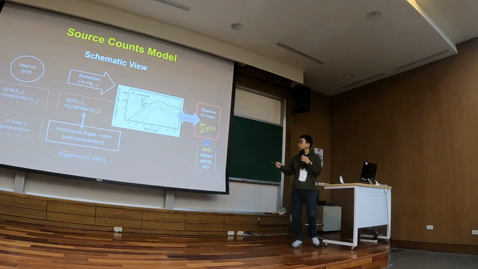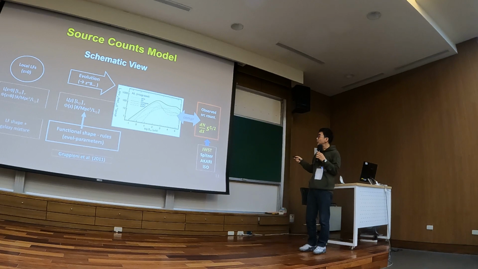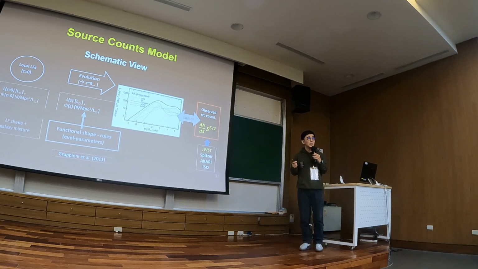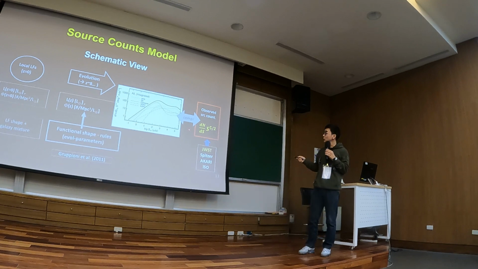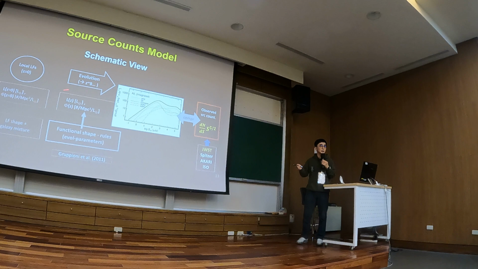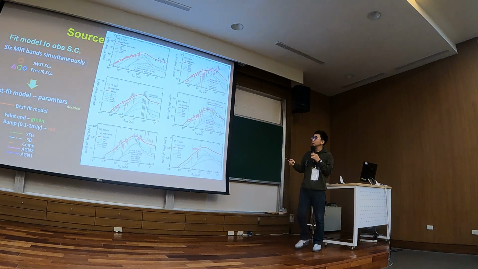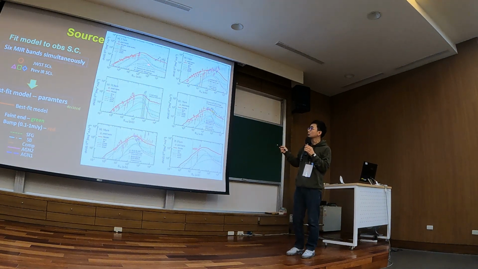We need to compare this model against the observed source count. So we obtain the JWST source count first and combine it with the previous source counts from Spitzer, Akari, and ISO. This comparison is a kind of fitting process. Sometimes we go back to obtain better parameters to match the models against the observed source count. It is an iteration until we obtain the best fit model. So we fit a model to the observed source count in the 6 mid-infrared bands simultaneously.